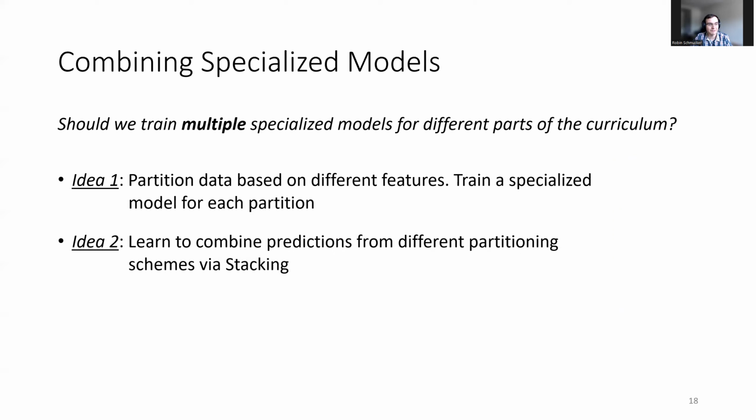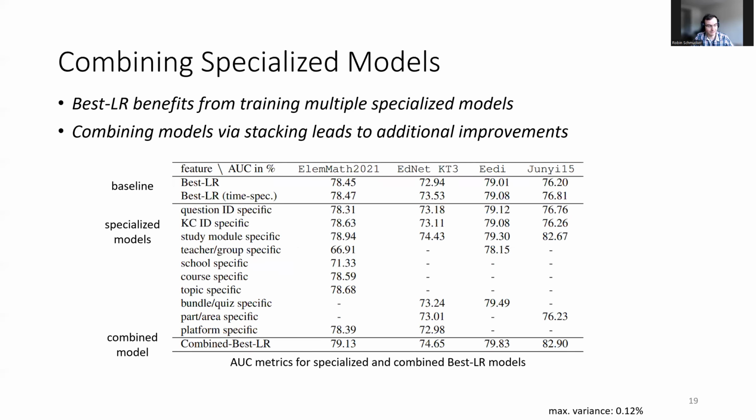The second thing we investigate is, can we learn to combine these predictions from different partitioning schemes? For example, can we have a model that's specialized on a certain topic? Can we have a model that's specialized on a certain skill, on a certain study module? There are a lot of ways you can partition the data. And if we aggregate the performance predictions made by these different models, can we use stacking, which is a machine learning technique, to combine their predictions and improve accuracy even further?